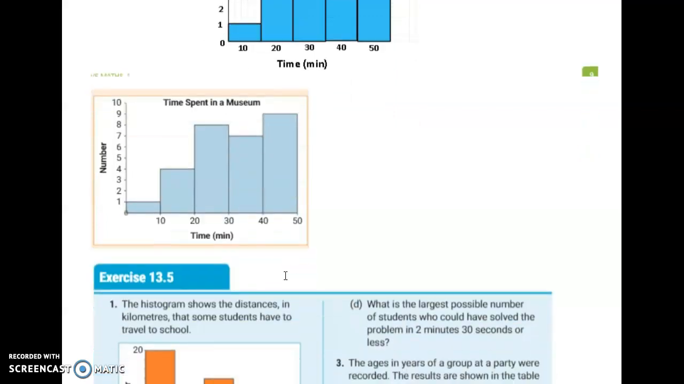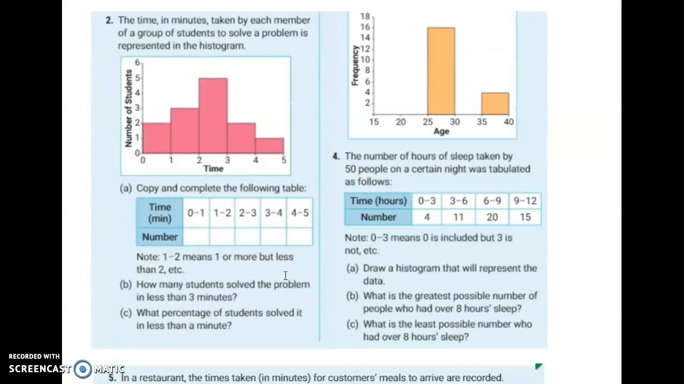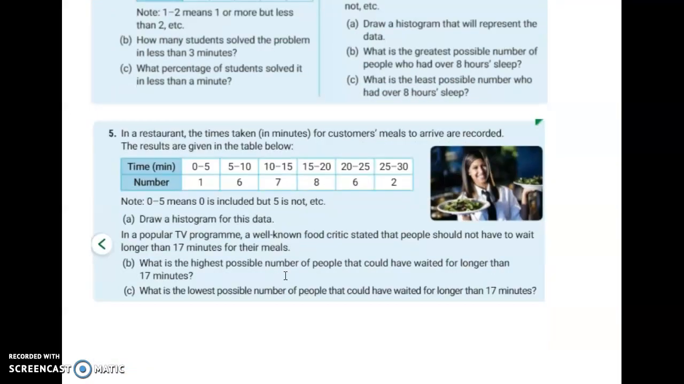And once you have that done, you can go ahead and do exercise 13.5. Don't forget, anyone who has any difficulties has to send me a message.